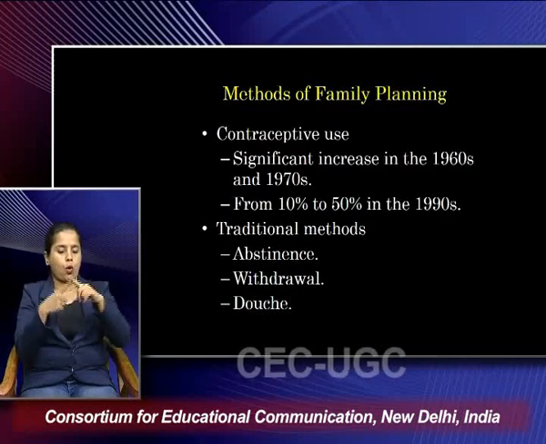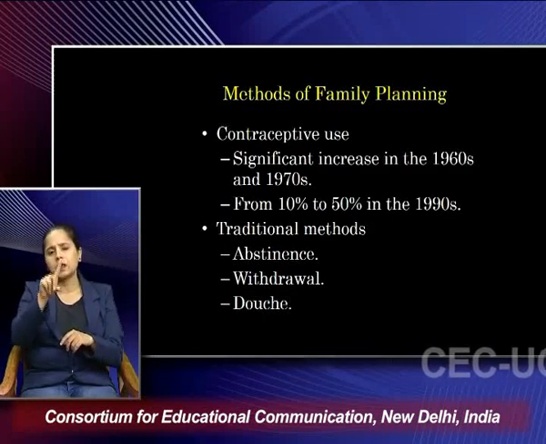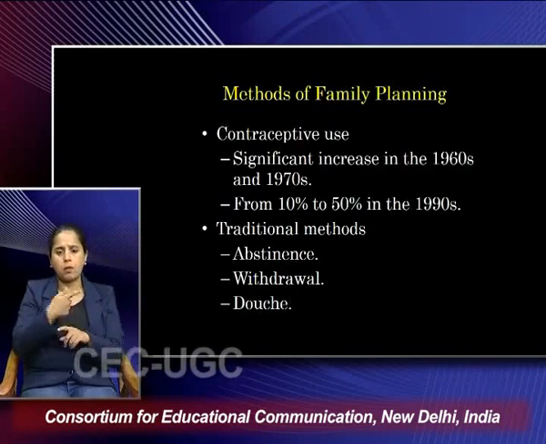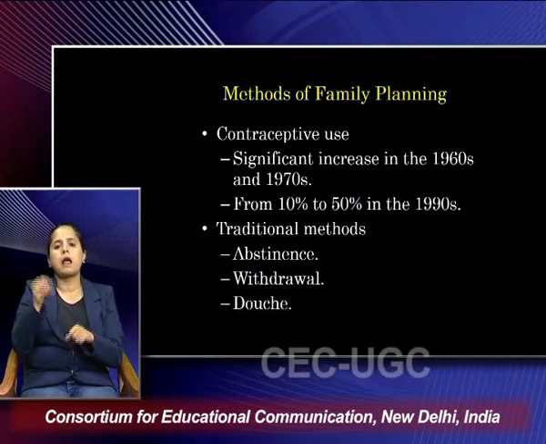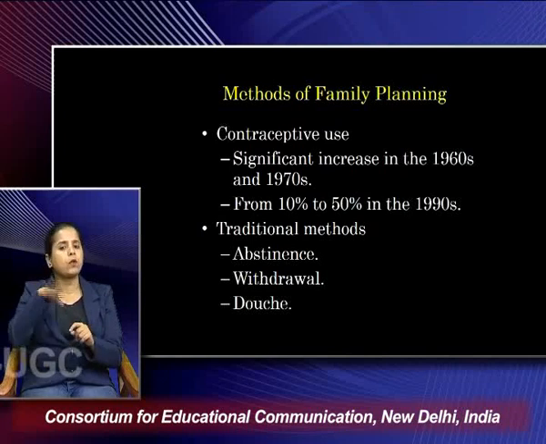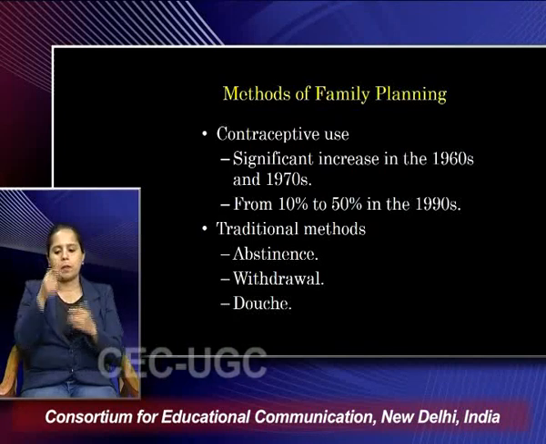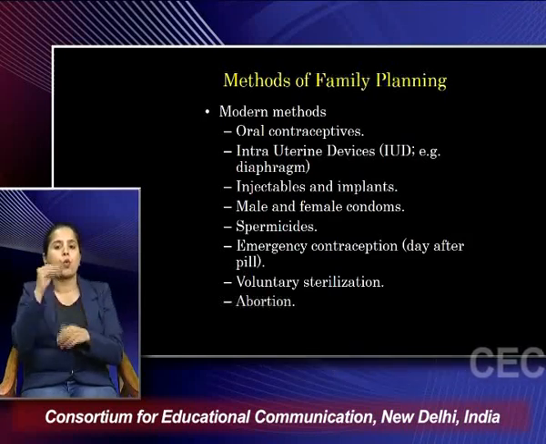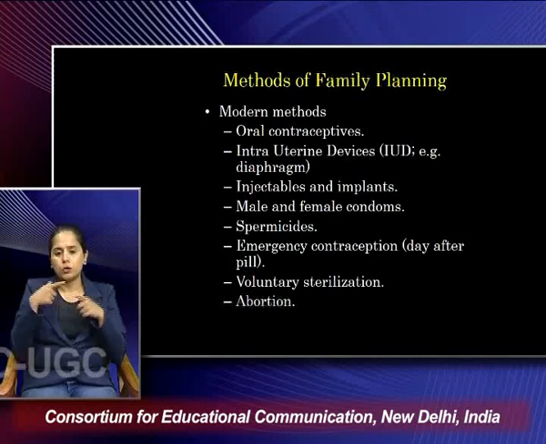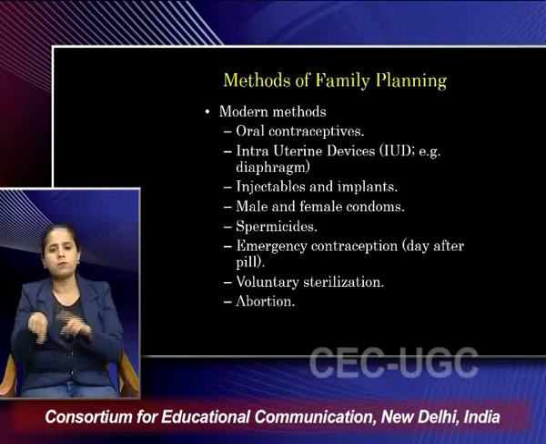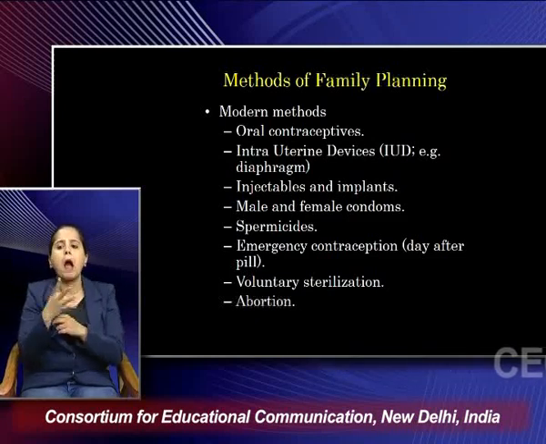Contraceptives were significant in the 1960s and 70s, where the argument was that medical interference through the use of contraceptives could reduce the population from 10% to 50% in the 1990s. And what are the traditional methods? Abstinence, sexual abstinence, withdrawal, douche. Modern methods are oral contraceptives, intrauterine devices, injectables and implants, male and female condoms, spermicides, emergency contraception, voluntary sterilization and abortion.